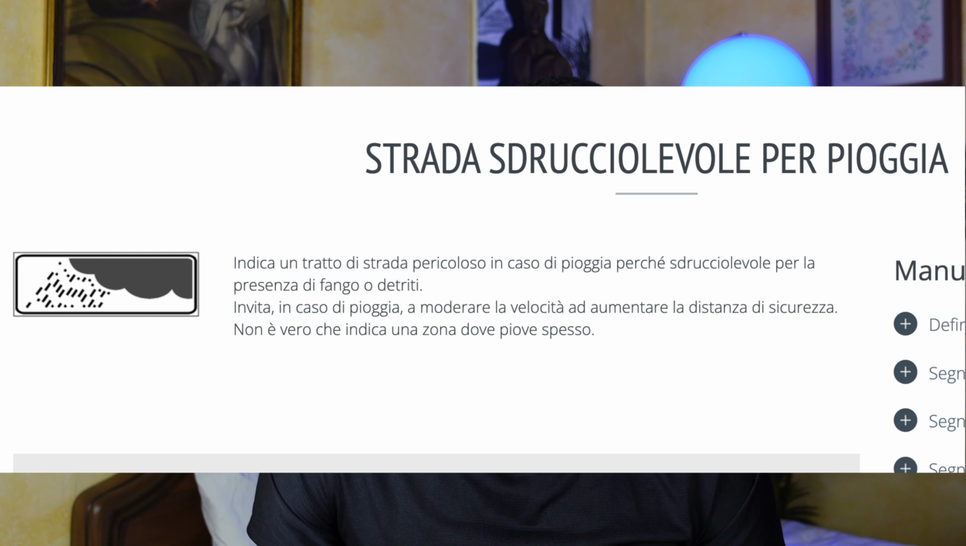Indica un tratto di strada pericoloso in caso di pioggia, perché sdrucciolevole per la presenza di fango o detriti. So it's letting you know that part of the road will be slippery when it's raining, so you should drive with caution because you might find mud on that part of the road, and also you need to be ready to stop if necessary. This one here is autocarri in rallentamento. Anywhere they place this sign, they are only letting you know that you might come across trucks driving at a slow speed, so you need to drive with caution and give them more safety distance.